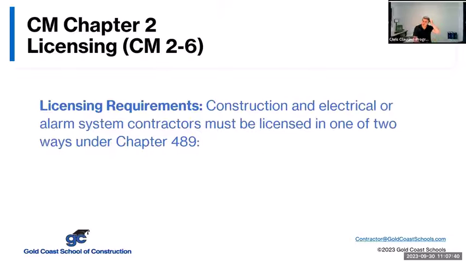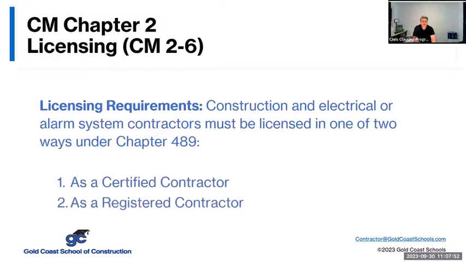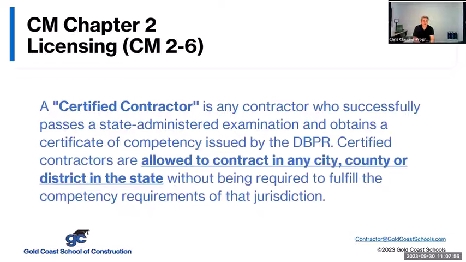So licensing requirements: construction and electrical or alarm system contractors must be licensed in one of two ways under Chapter 489. So as a certified contractor or as a registered contractor. So that's page 2-6. A certified contractor is a contractor who successfully passes the state administered exam. That's what we're doing here. We're going to get you through those tests. And obtains a certificate of competency issued by the DBPR.